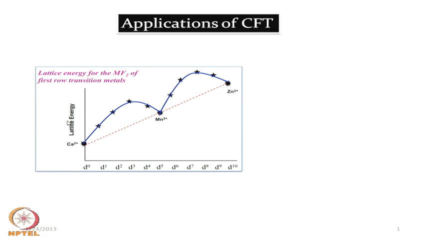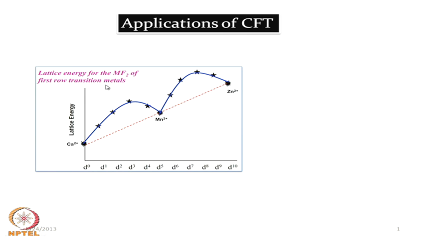If we plot, it is a very simple plot. There is an x axis, on which we will plot the occupancy of the different d levels. Straight away we can plot from d0, which is calcium, where we do not have any d electron present, up to zinc, where the only difference is that all the 3d levels are filled, with an electronic configuration of 3d10 for zinc 2 plus.